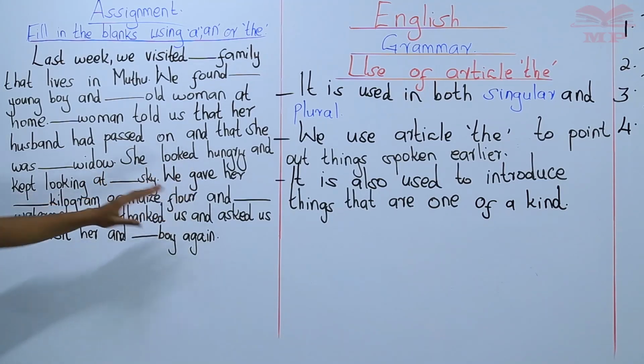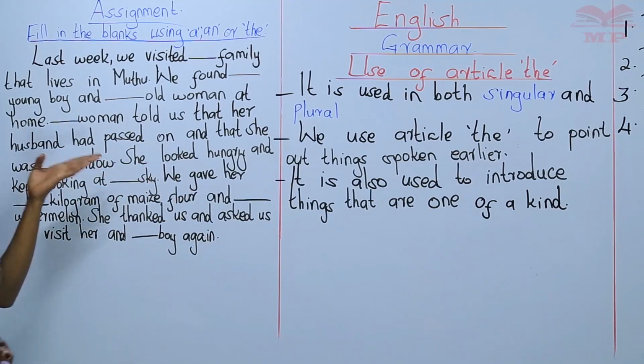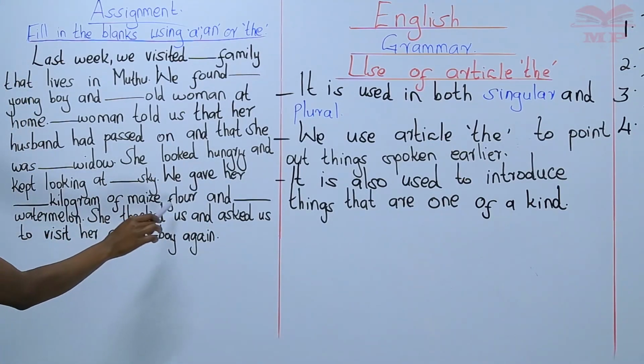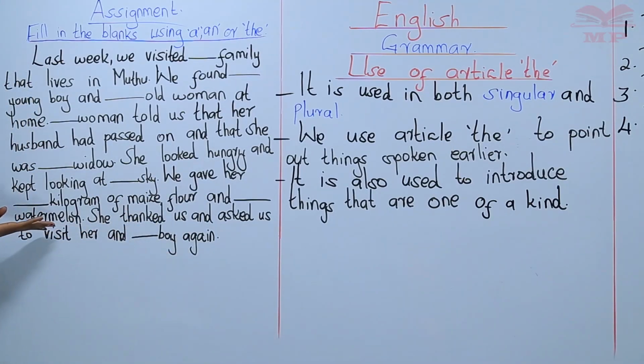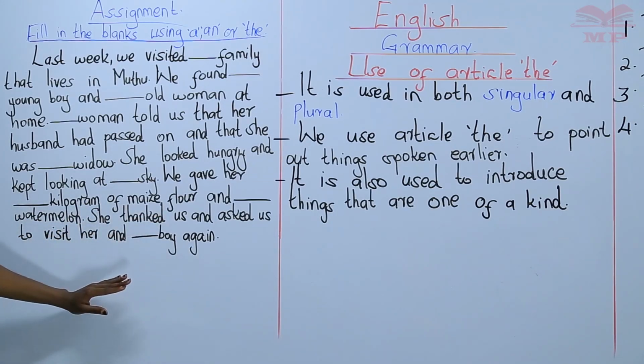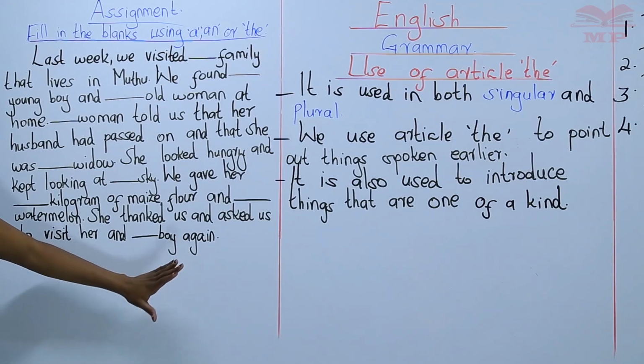She looked hungry and kept looking at Dash sky. We gave her Dash kilogram of maize flour and Dash watermelon. She thanked us and asked us to visit her and Dash boy again.